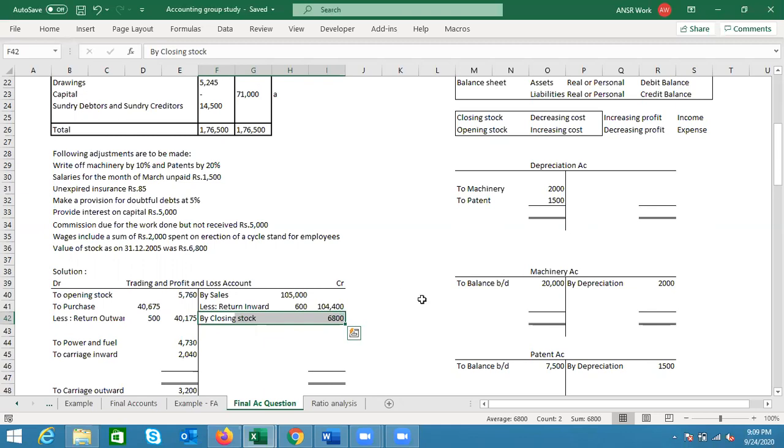Now, the other aspect, let me ask you a question. Do you think the closing stock that you have with you as of today is an asset for you? Yeah, Dheeraj, it's an asset.